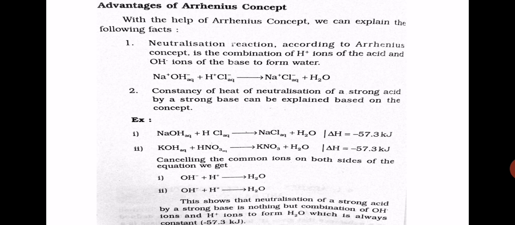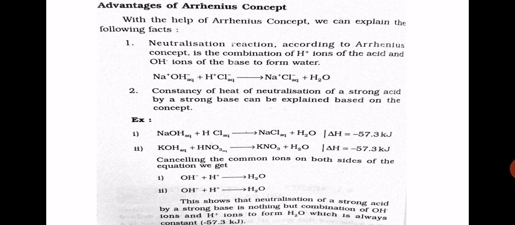The second advantage of Arrhenius theory: sodium hydroxide aqueous is reacting with hydrochloric acid, that is also aqueous. Here again there is the formation of sodium chloride, aqueous, and water. Here delta H is equal to minus 57.3 kilojoules. Delta H means change in enthalpy.